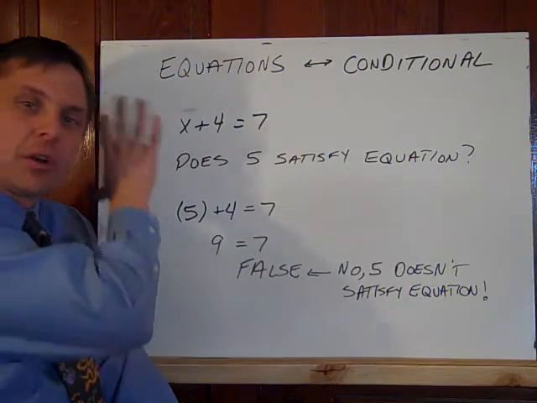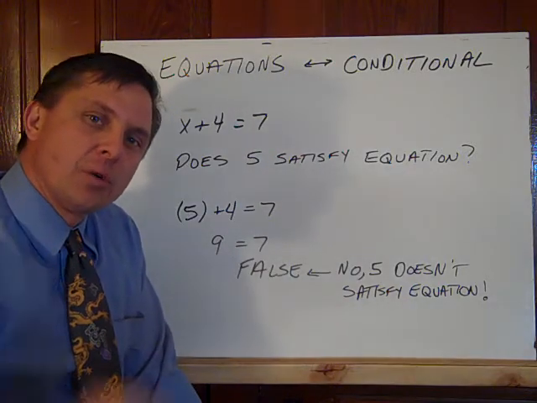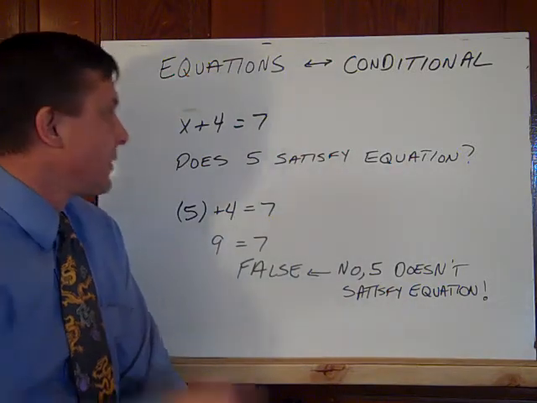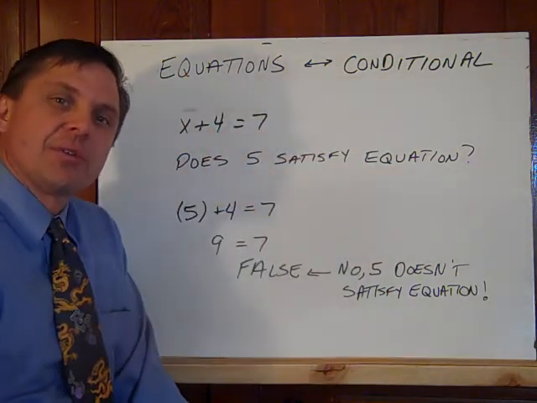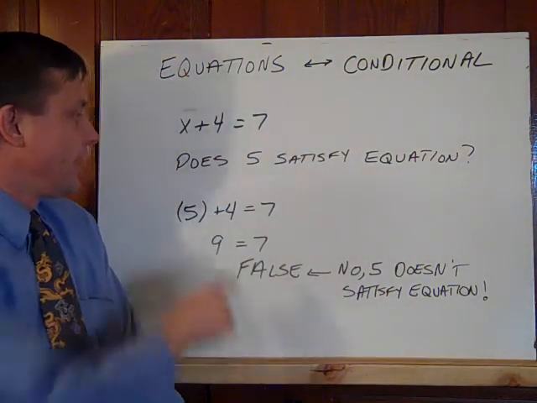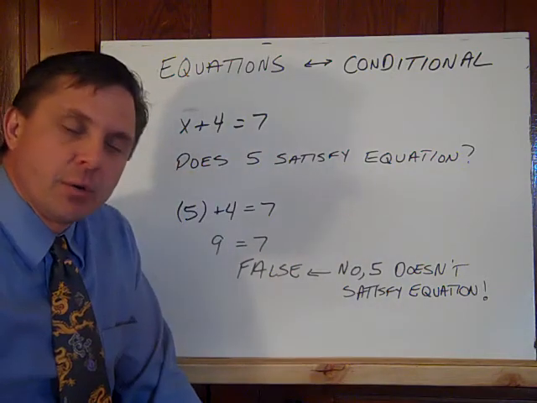I'm going to start off with the idea that equations are always conditional questions. They're always a true-false question. For example, x plus 4 equals 7. They want two things that are exactly the same, or the same value. And my question is, does 5 satisfy the equation?